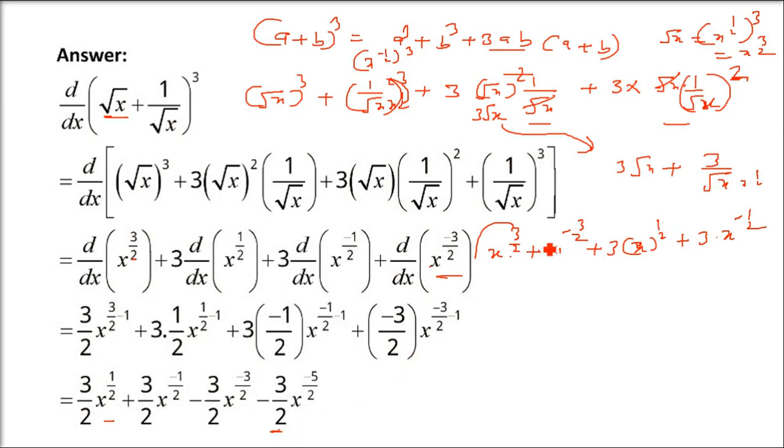This is the solution, right? So x raised to minus 5 by 2. These two we have done. Now this 3 into x raised to half. So 3 by 2 comes outside, 3 by 2 x raised to half minus 1.